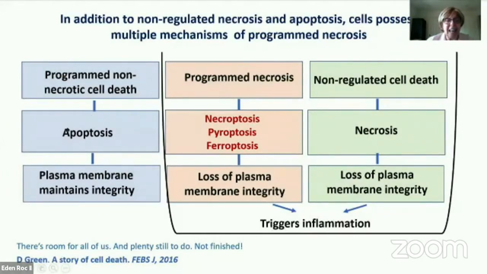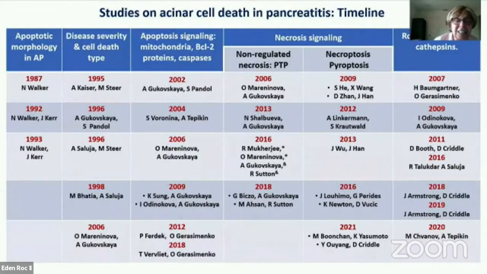The studies of acinar cell death in pancreatitis started in the late 80s, and remarkably, John Kerr's laboratory was the first to describe apoptosis morphology in acinar cells in pancreatitis. The subsequent studies investigated the role of cell death in pancreatitis severity, signaling pathways mediating acinar cell death and their regulation. Sorry, I only showed the first and the last author's name.